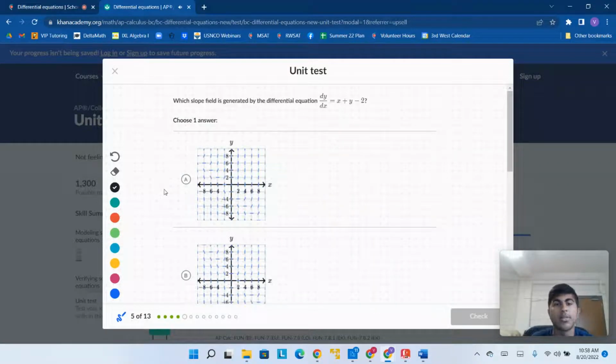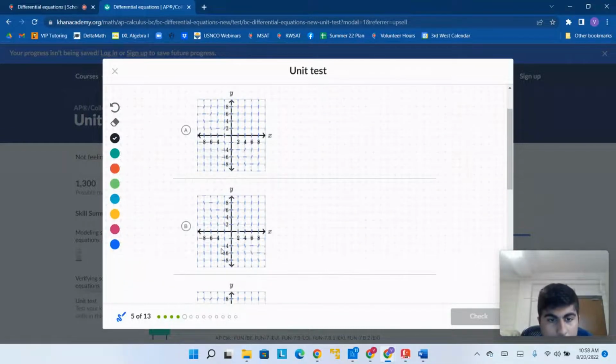Which slope field is generated by x plus y minus 2? Let's see. Whenever x plus y equals 2, then the slope should be 0, right? So it should be a flat line whenever x plus y equals 2. So x plus y equals 2 right there, right there, right there. Okay, so that's all flat. Here it's not flat, so that's incorrect.